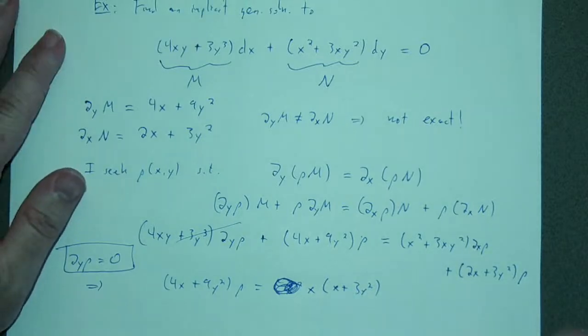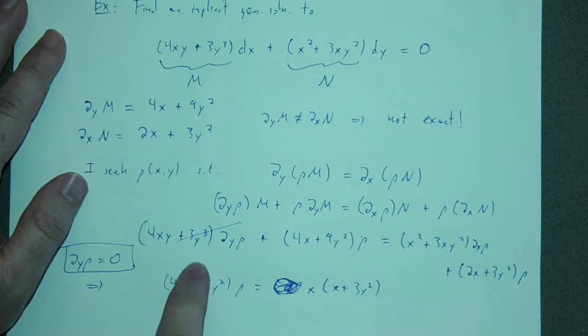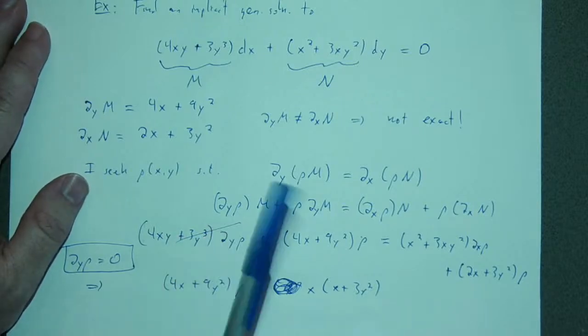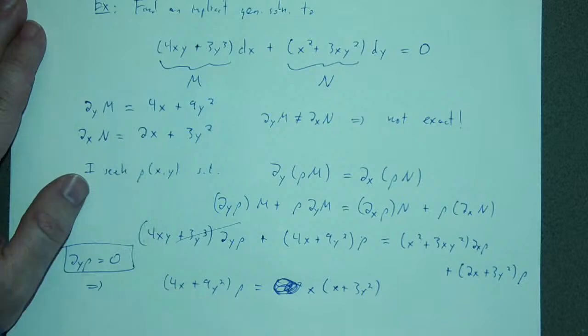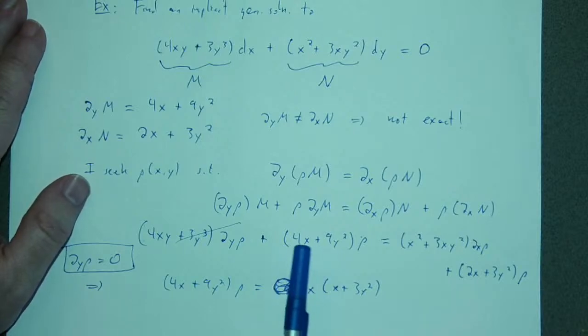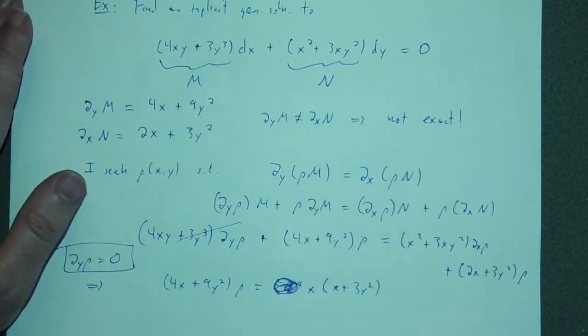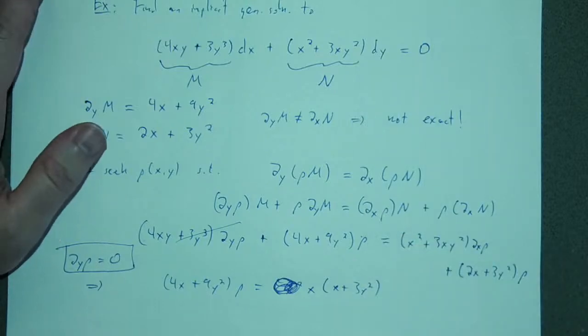This is, no, this is actually not going to work. Is this going to work the way that I want it to? So let me make sure that I actually did this algebra correctly. Let's see here. 4x plus 9y squared, okay. 2x plus 3y squared, fine. 4xy plus 3y cubed, yep, x squared plus 3xy squared, okay.